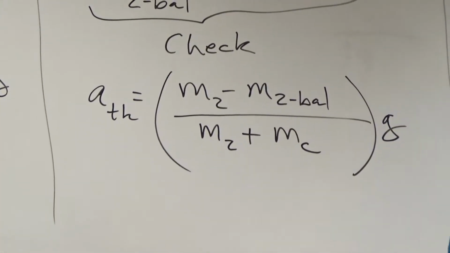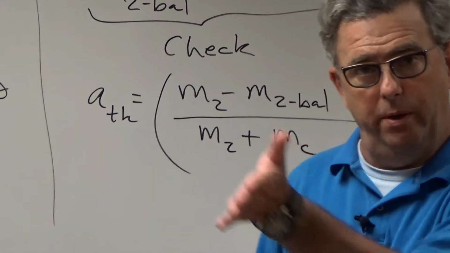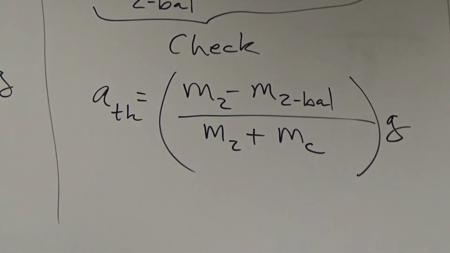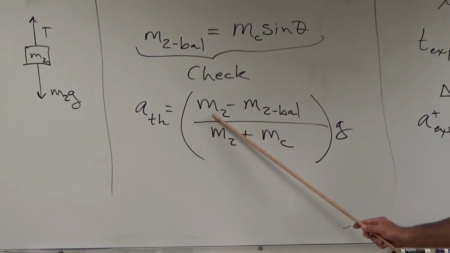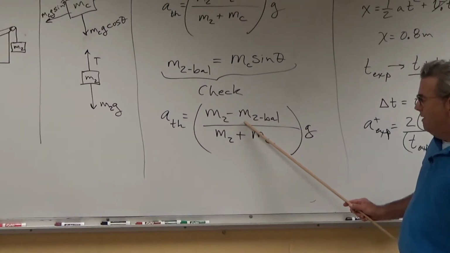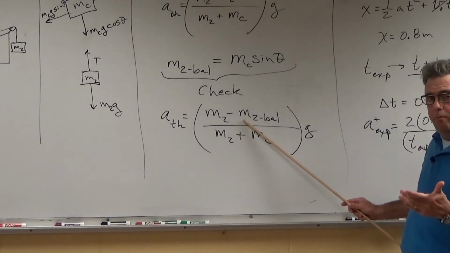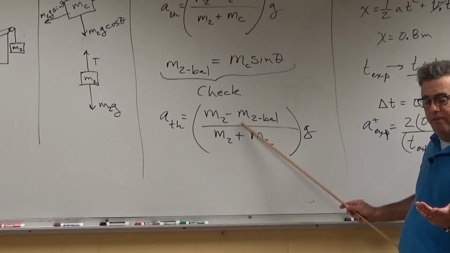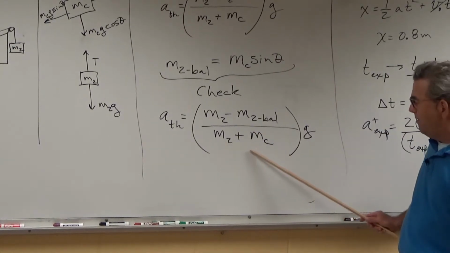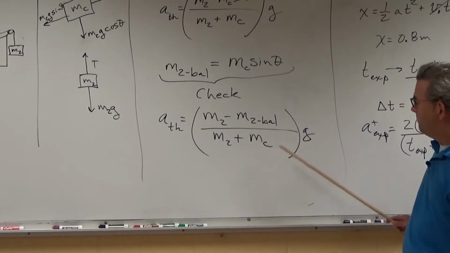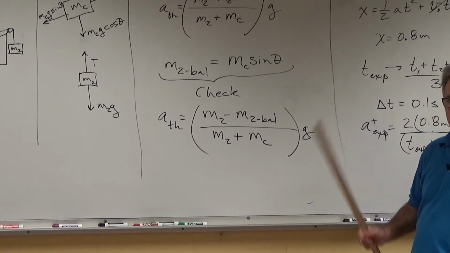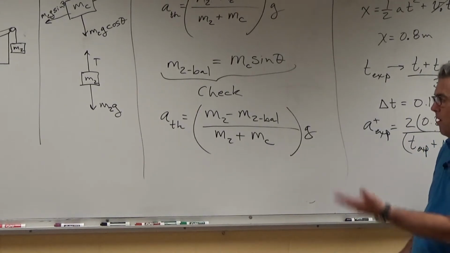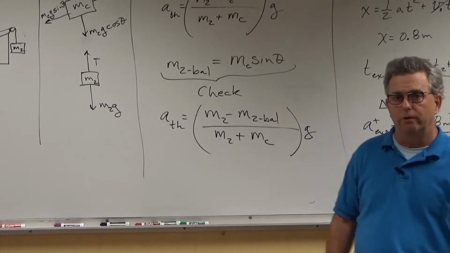The next thing we're going to do is run the cart uphill. So to calculate the theoretical acceleration going uphill, we'll have m2, that's the hanging mass, minus m2 balance, that's the balancing mass that I just found, divided by the total mass of the system, times g. And we'll go back to the experiment and I'll show you how we'll run that, and then we'll come back and I'll show you how to do those calculations.